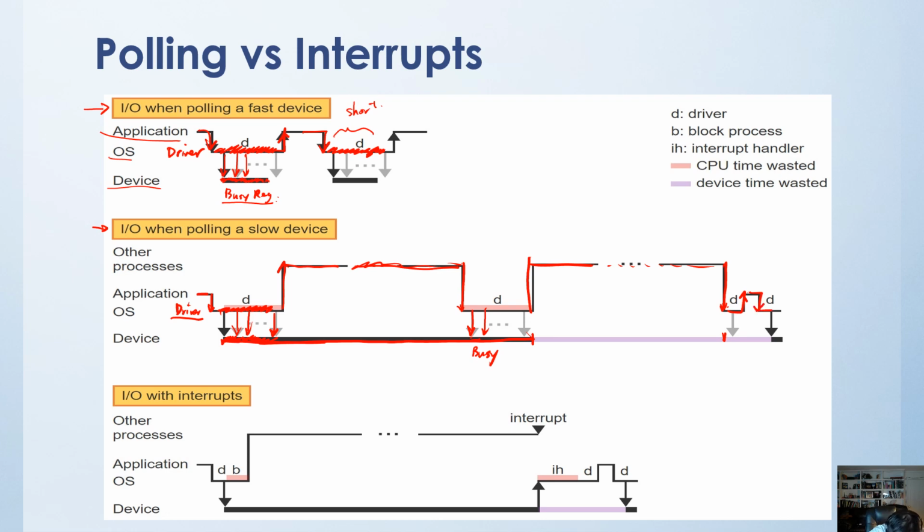Now let's take a look at this case. During this time, the CPU time is wasted, right? However, when the device completes the job, the CPU is running on other processes. So during this time, the device time is wasted. That's the consequence when you try to run polling on a slow device.